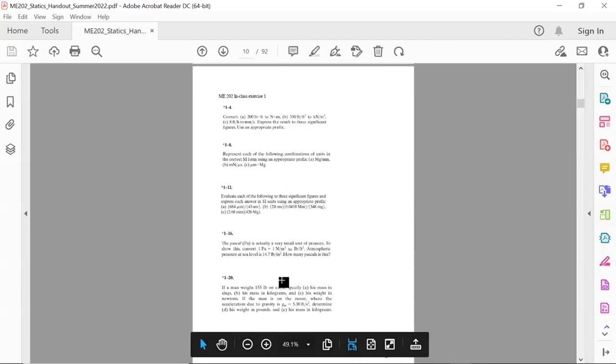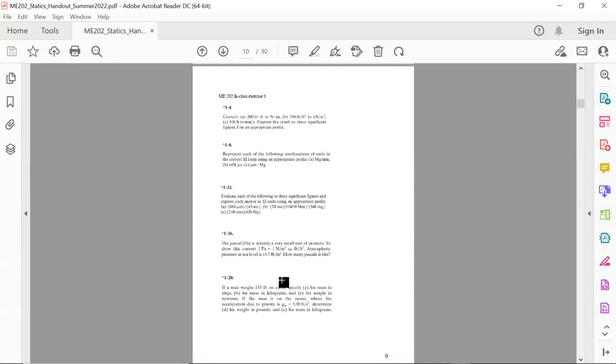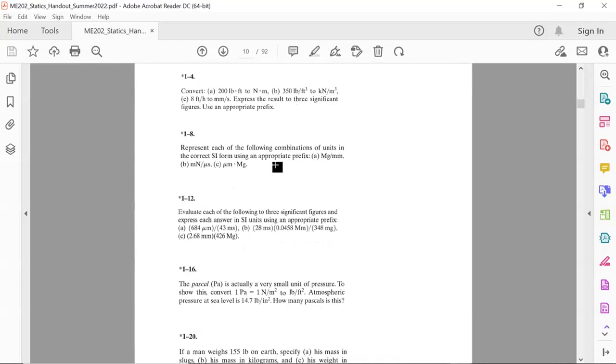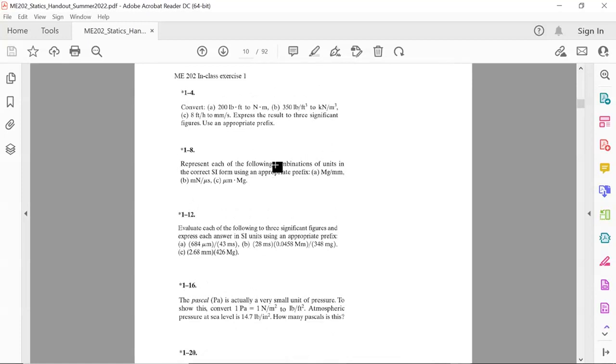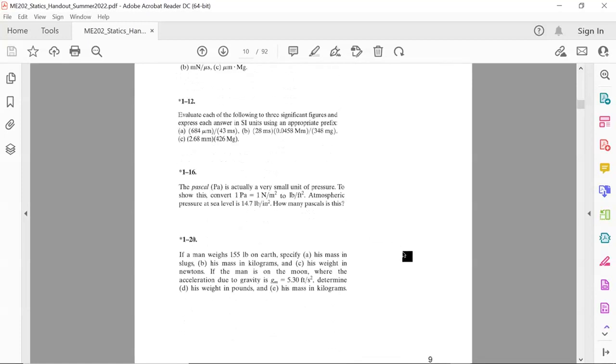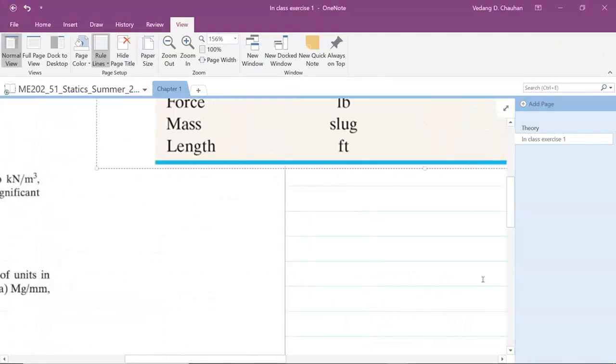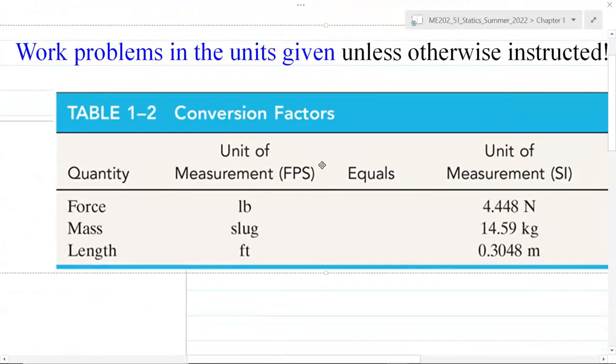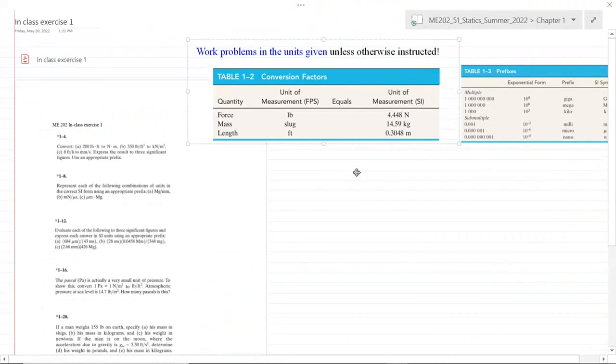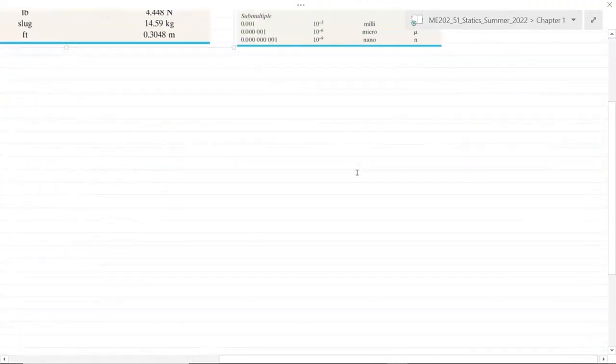In this video, we will go through chapter 1 in-class exercise 1, that is problem solving based on chapter 1, units and unit conversion. This in-class exercise is at page number 9 of your master handout. Guys, I have brought in a Microsoft OneNote notebook, so I will write it here and you can see the solution.